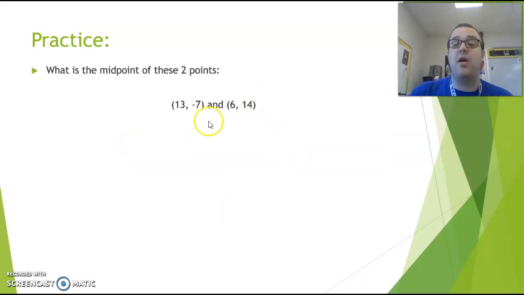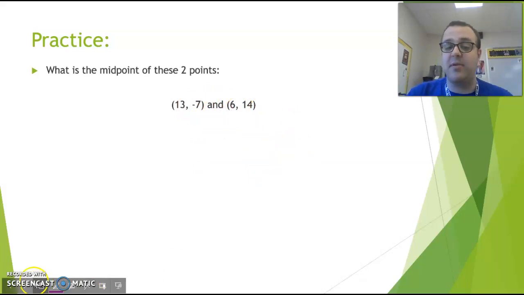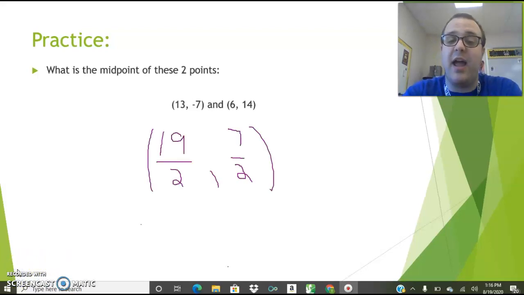I want you guys to go ahead and try this one. Basically, just add up your x's, divide by 2, add up your y's, divide by 2, and that'll give you the midpoint. Go ahead and pause the video, try that, come back and check with me and see if you have the same thing I do. All right, ladies and gentlemen, and here I have my answer. I got 19 halves and 7 halves.